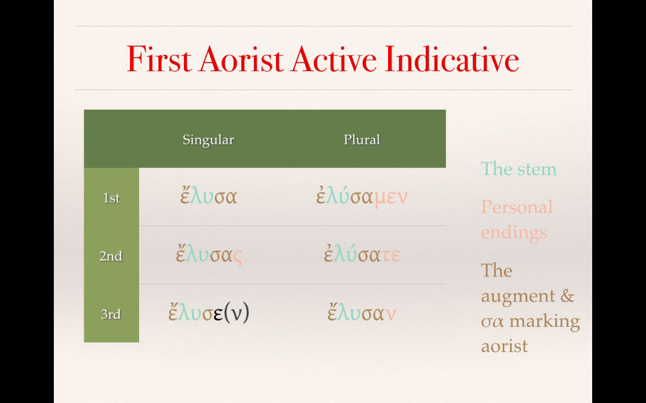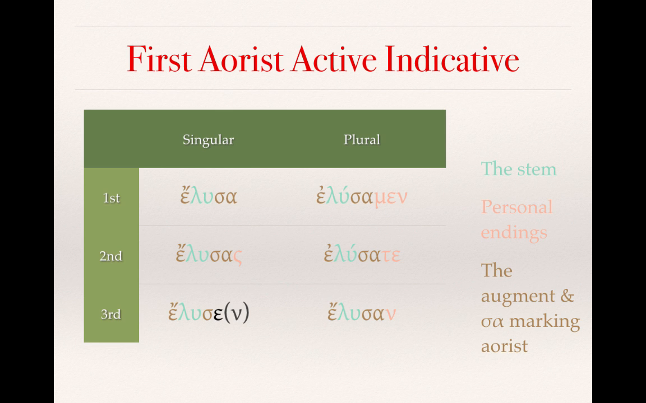Here are the first aorist forms. You can see I've tried to reproduce this chart with the typical color coding that you've become used to. The stem there in the light blue, the personal endings in salmon, and the augment in brown. And you'll also see that the sigma alpha pretty much consistently through the chart has been marked as well. This is the marker of the first aorist.